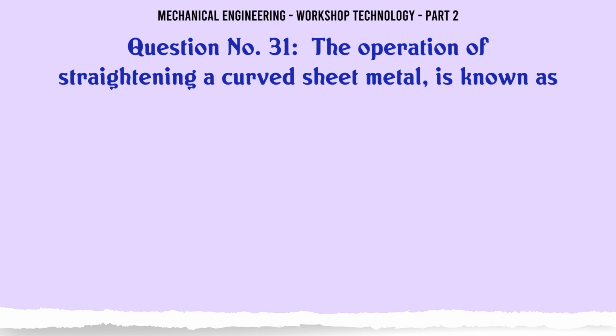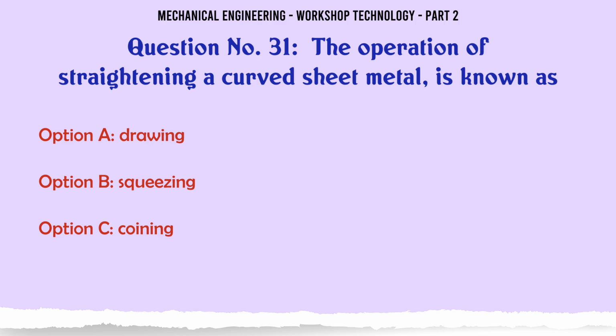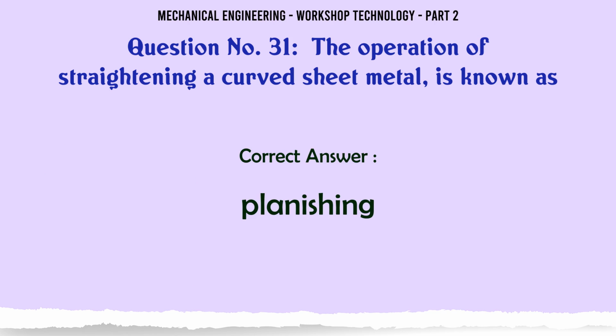The operation of straightening a curved sheet metal is known as: A. drawing, B. squeezing, C. coning, D. planishing. The correct answer is planishing.